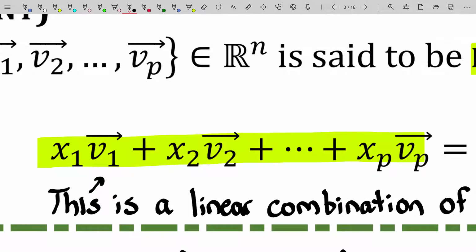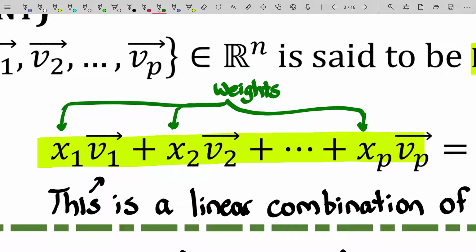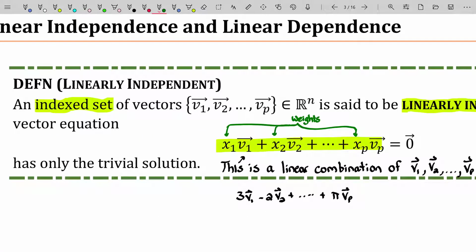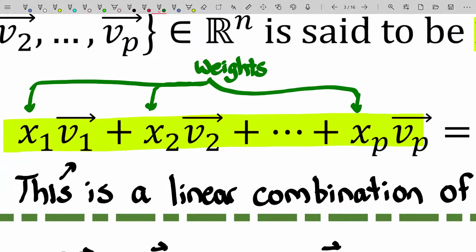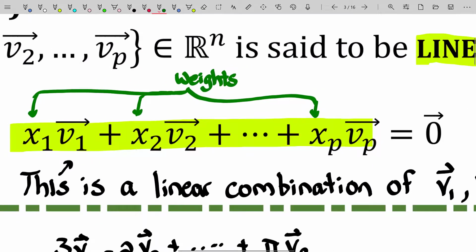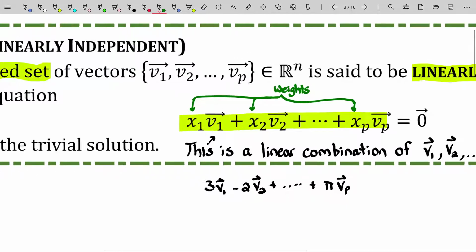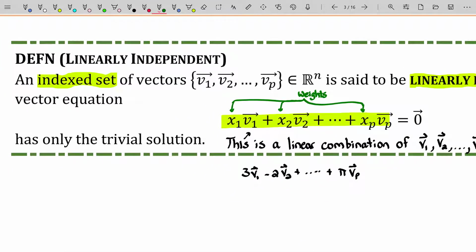However, that's not what we're talking about here. These values, the weights that you see right here, again, bringing in definitions that we've introduced in the past, are all variable. We don't know what they are. They could take on many different values. But what we're saying in this definition is, no matter what value we try to plug in for x1, x2, all the way to xp, the only way to get that linear combination to turn into 0 is if x sub 1 equals x sub 2 equals x sub p equals 0. In other words, all of those weights have to be 0.